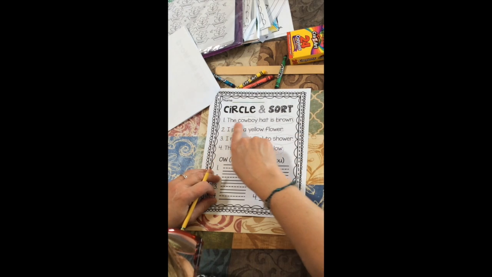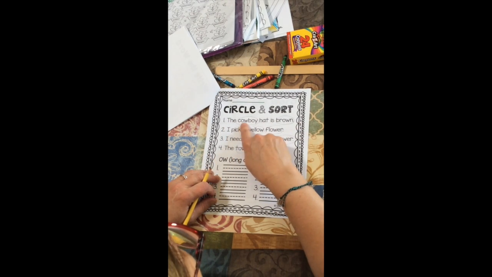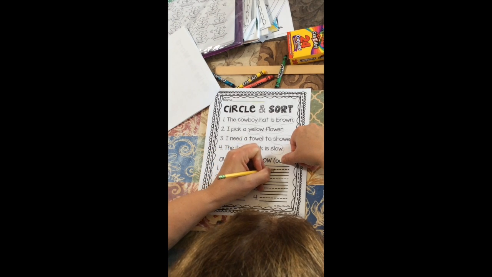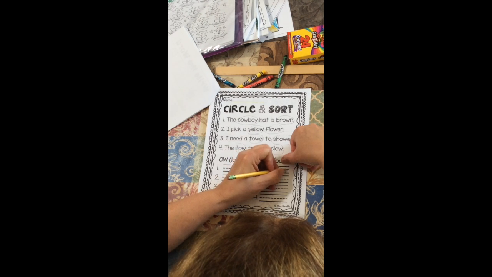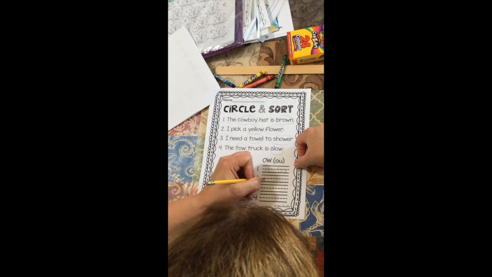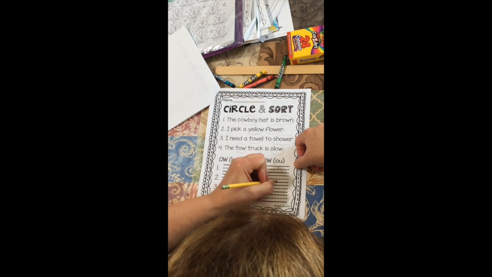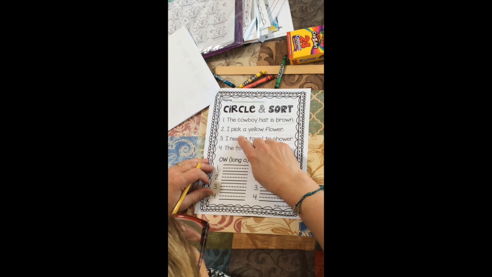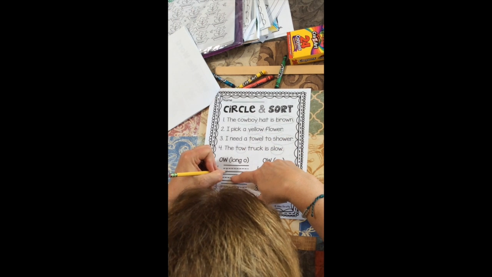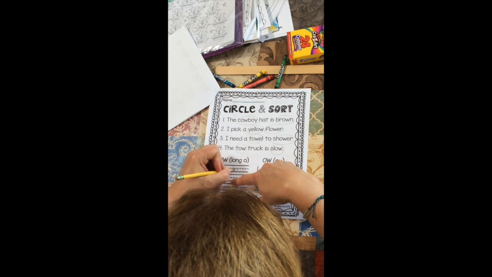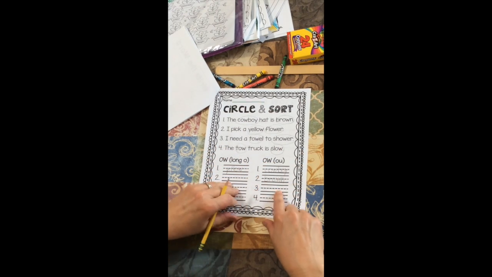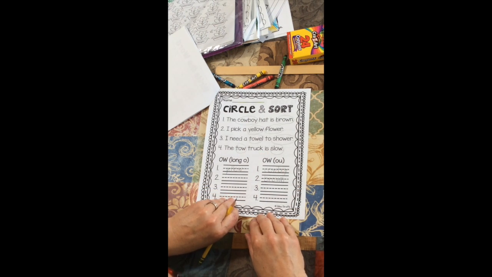Okay, so the cowboy hat is brown. Cow, ow, ow, ow. That goes over here. Cow, boy. Brown, ow, ow, ow. That one is also going to go over here. Okay, yellow, O, O, O. Long O says O, so I have to write yellow over here. Okay, so if it says O, it's on this side. If it says ow, it's on that side. So you're going to read the sentences and finish copying the words.